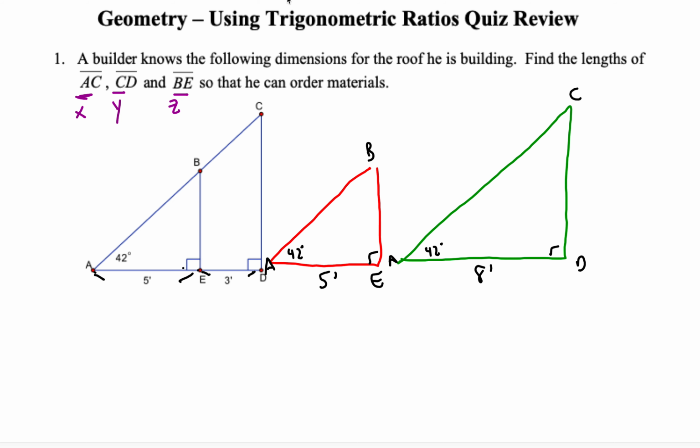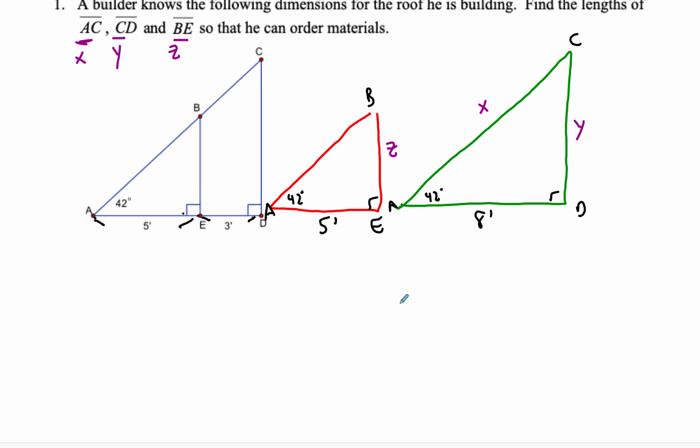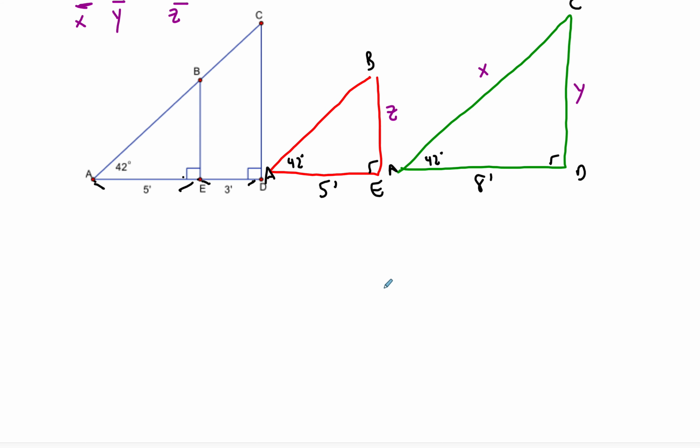Now we can put in what our unknowns are, what we're trying to find. AC is this side here, so that's our X that we're trying to figure out. CD is our Y right here. And BE is this side here, Z. So now we can set up some trig ratios and actually solve these.